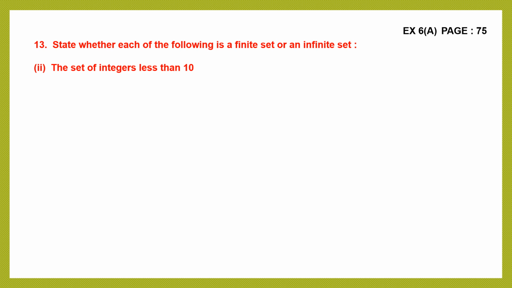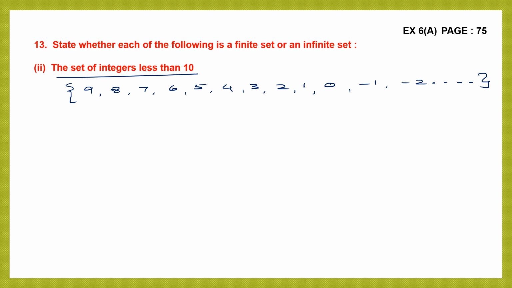Next one, the set of integers less than 10. Okay, now if we have to write integers less than 10, we'll start from 9, 8, 7, 6, 5, 4, 3, 2, 1. Remember, these are integers, so I can use 0 and I can use negative numbers: -1, -2. That means this goes on and on. So this is not a finite set. This set of integers less than 10 is also an infinite set. So we can write that this is an infinite set.